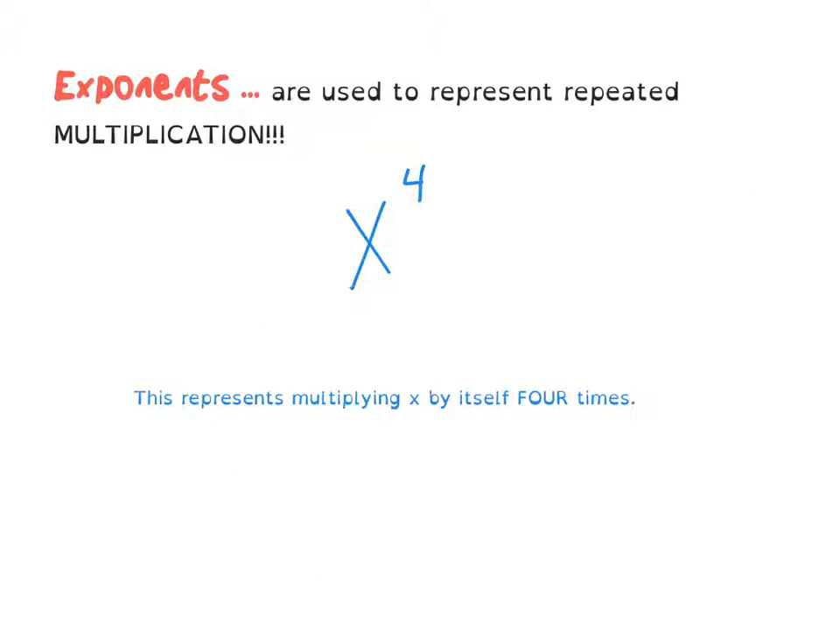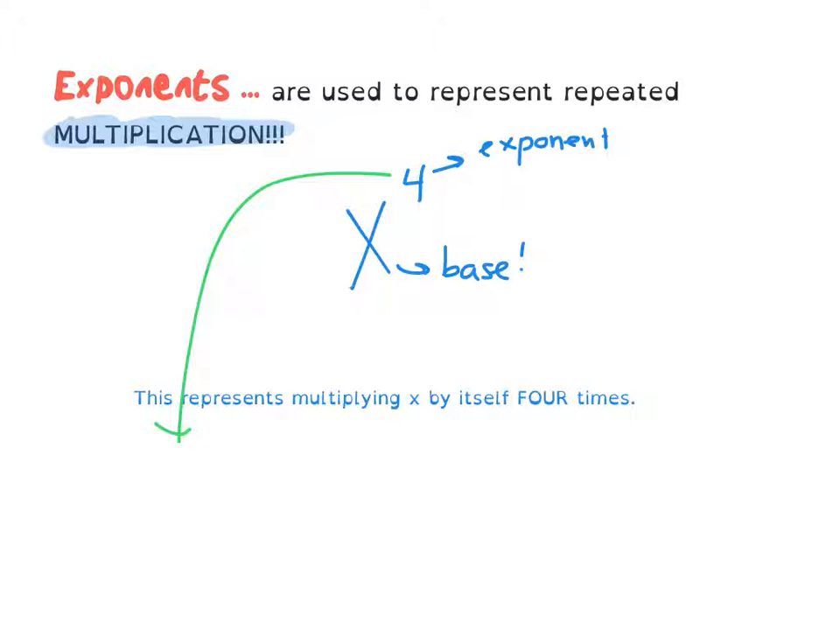Exponents are used, and it's most important to remember, for repeated multiplication. So just to make sure that you know your vocabulary, of course this little number here is the exponent. But the thing the exponent is on is called the base. So an exponent tells you to, if I write this, I'm going to use green, multiply the base this many times by itself.